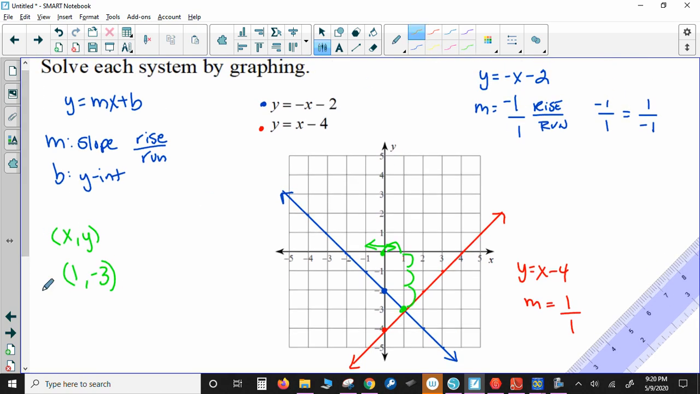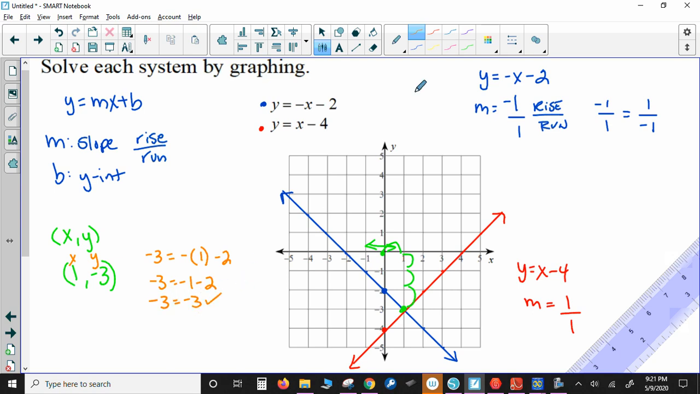So I'm going to take this value of x and this value of y, and I'm going to plug it into the top equation. So y is negative 3 equals negative x. So negative, and then x is 1 minus 2. All right, so negative 3 equals negative 1 minus 2. Negative 3 equals negative 3.